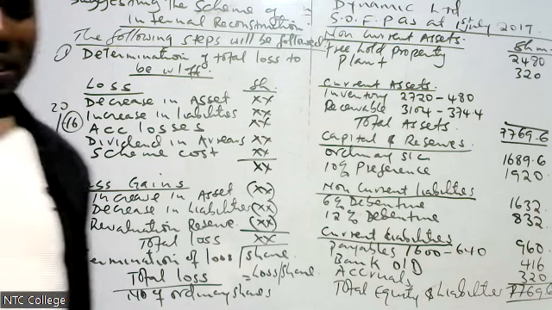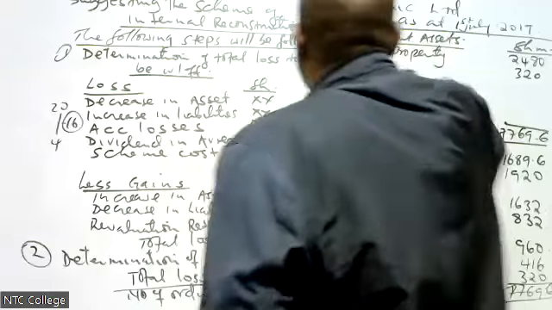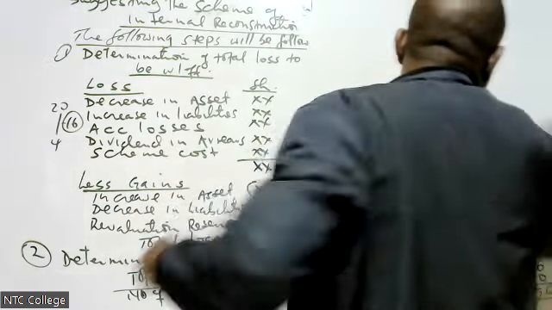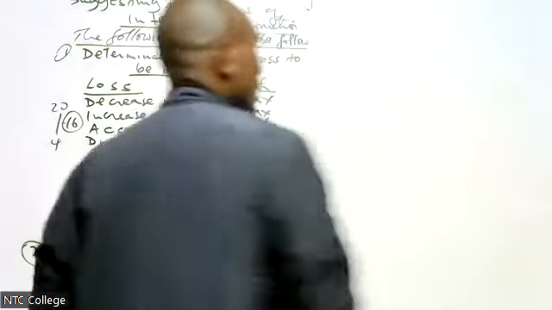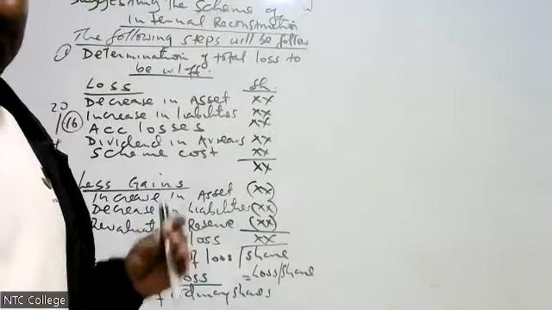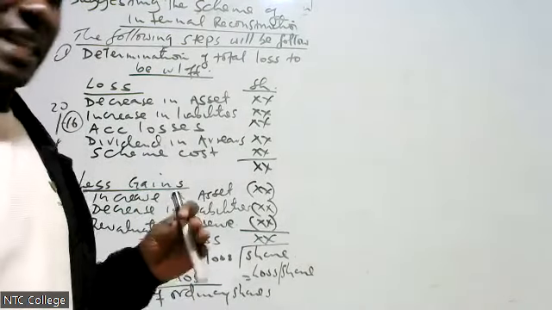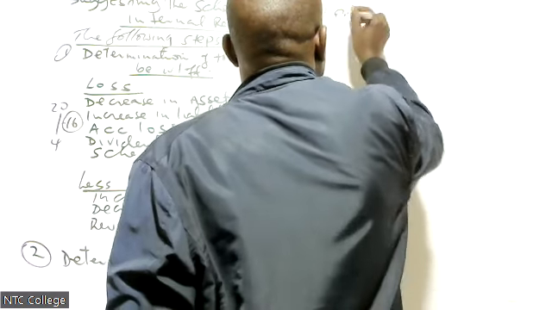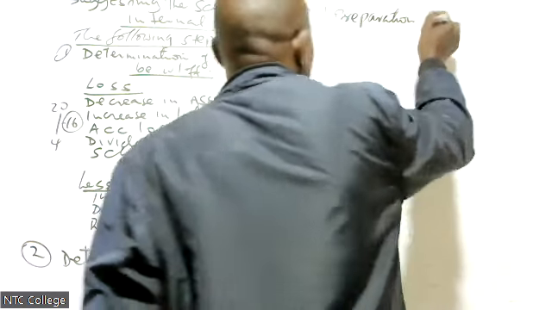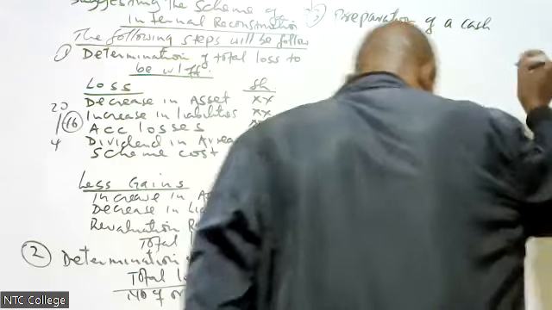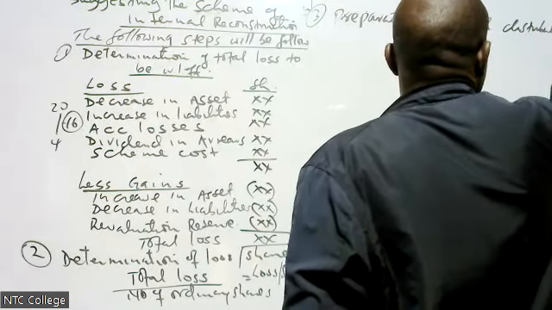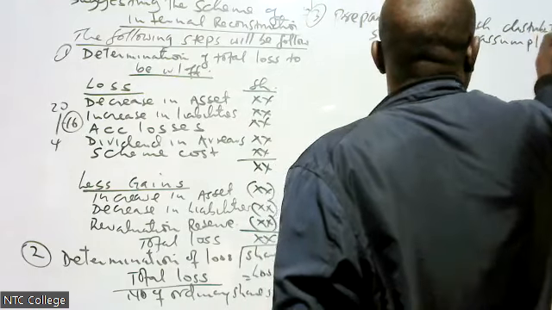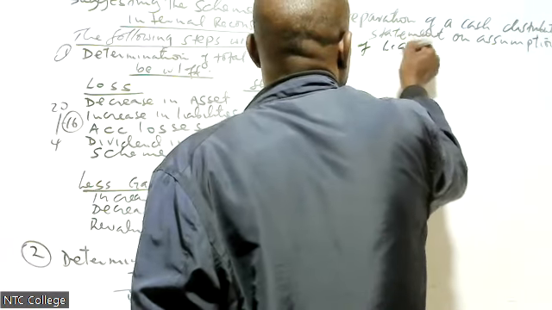Then we come to step number 3. Step number 3 is called preparation of a cash distribution statement on assumption of liquidation.